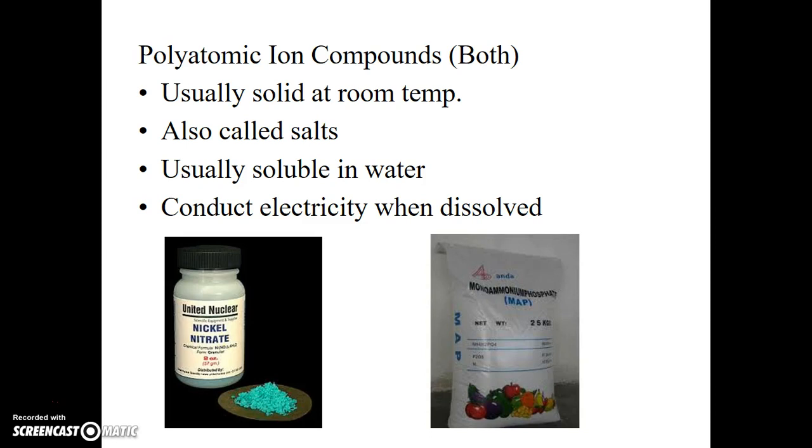And those compounds which are both ionic and covalent, they have the polyatomic ions in them. Again, there's covalent bonds holding the parts of the ion together, and there's ionic bonds holding the compound together. So the compound properties most closely match the ionic compound properties as well. So as before, we see they are usually solid at room temperature. Again, they are also classified as salts. They are typically soluble in water, although some of these will have insoluble types. And again, they will conduct electricity when dissolved.